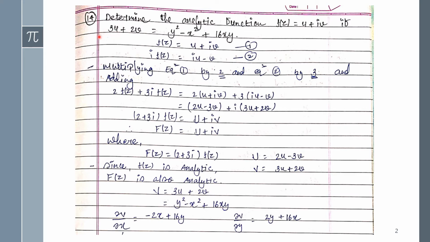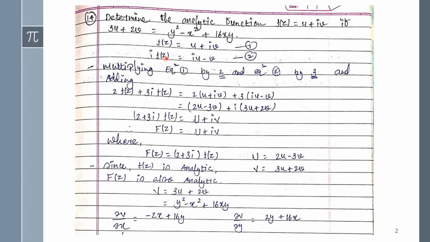Here it's given 3u plus 2v, so definitely it will change, because in the method we were using, the functions you get are u minus v and u plus v. Here you can observe that it's given as neither u minus v nor u plus v. So we will not take the addition of the first and the second equation.